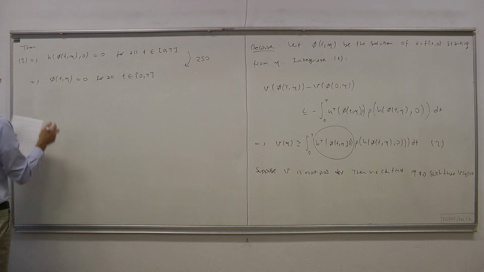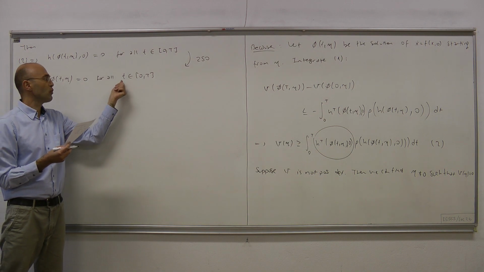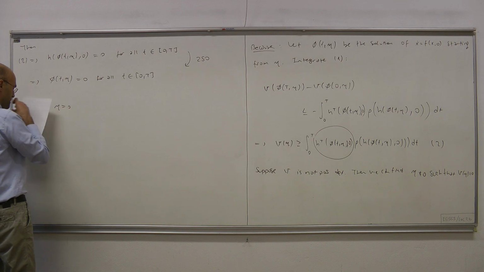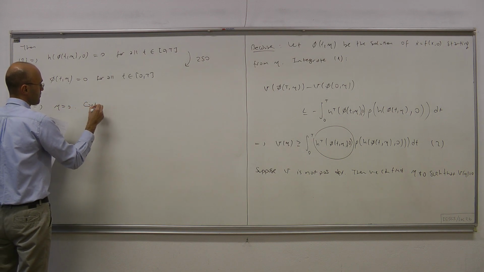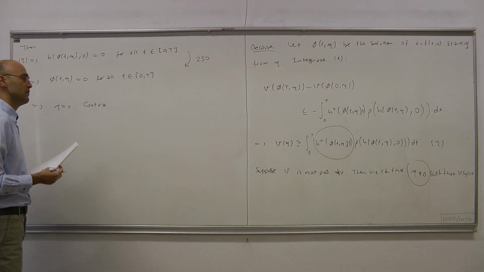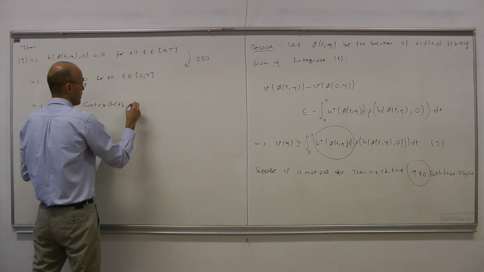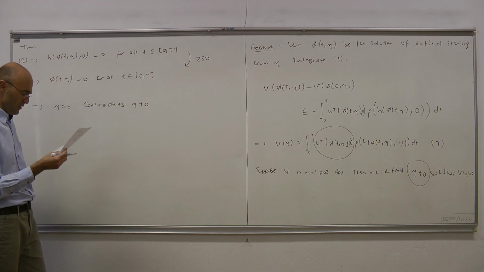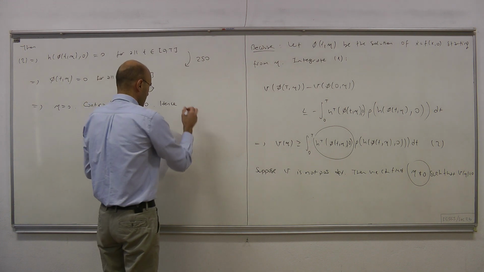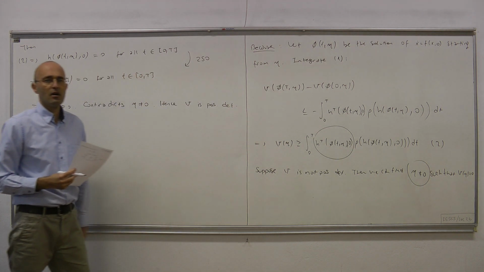And therefore, if this is true for all t, clearly it's true for t equals 0. Plug in t equals 0, and that gives you eta. Eta must equal 0, which contradicts our initial assumption, which was that eta was different than 0. Contradiction. Hence, our claim must hold true. That is, V has to be a positive definite function of the state.